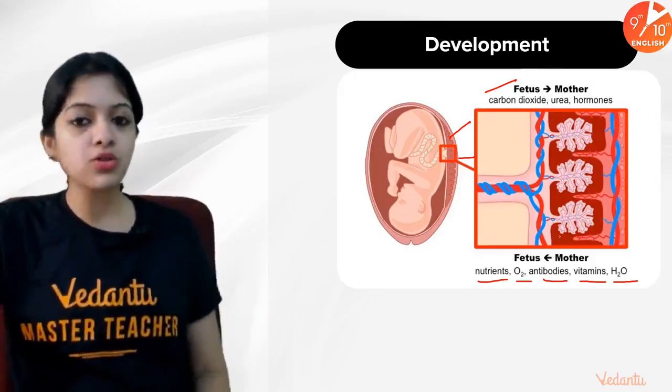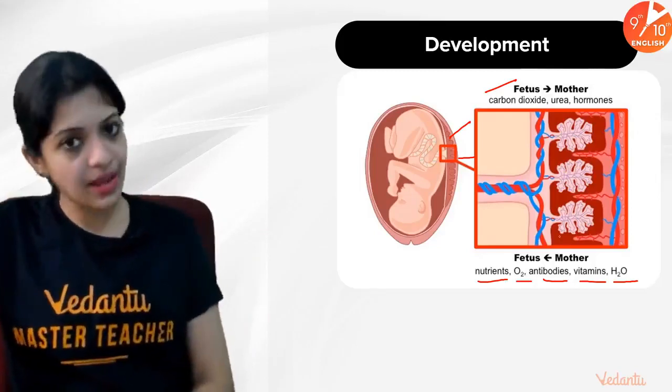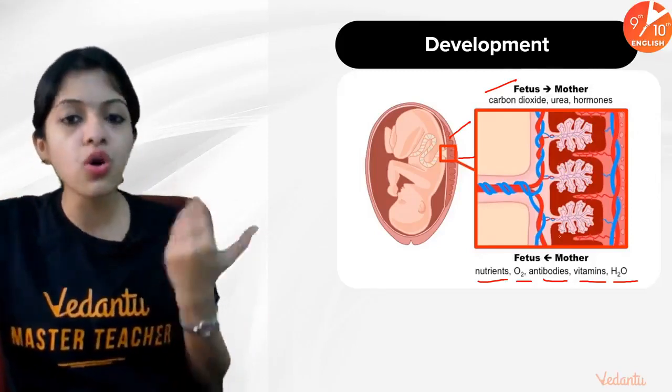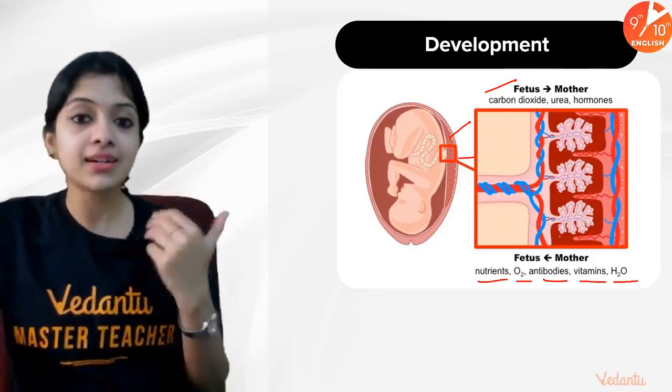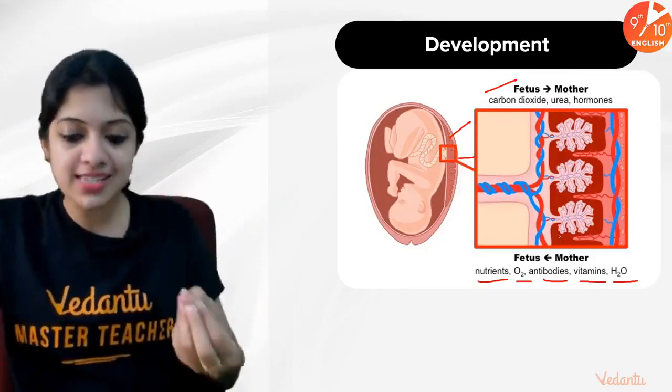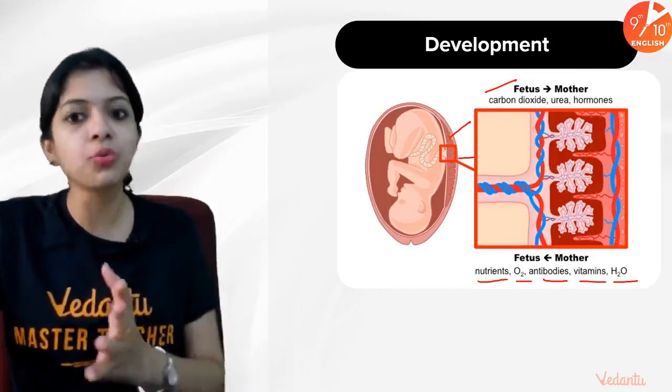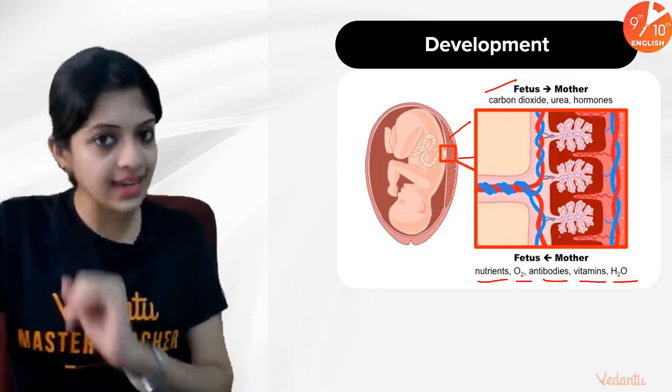Okay, this is about fetal development. This is what happens through the 9 months of pregnancy. Of course, with every month, the kind of changes that happen are very different, which you will learn more in detail in class 12.